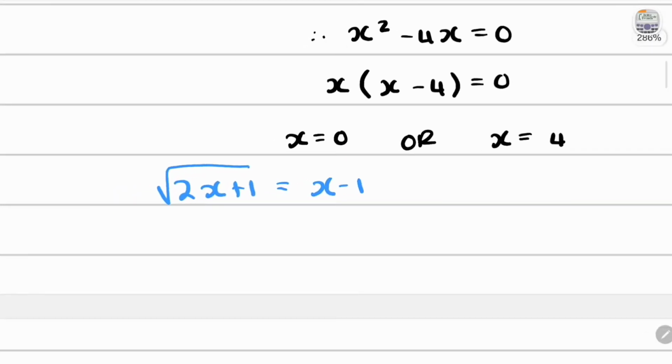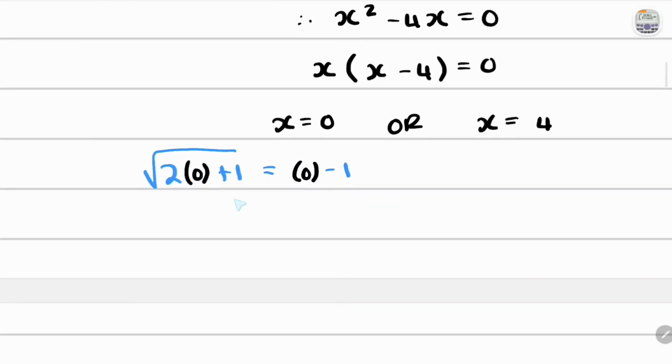So we'll take the original equation and we're really just going to substitute x in here and check whether this left-hand side really is equal to the right-hand side. So 2 times 0 is 0, plus 1 is 1. The square root of 1 is 1. But here, 0 minus 1 is negative 1. Okay, so you can see that 1 and negative 1 are not equal. So 0 is not our answer. x is not equal to 0.